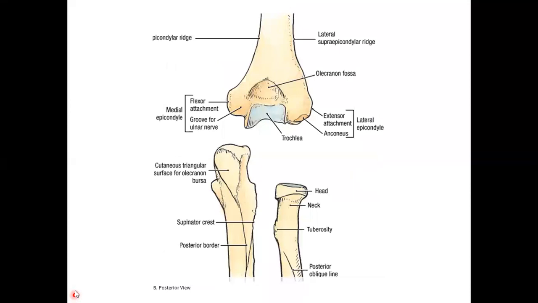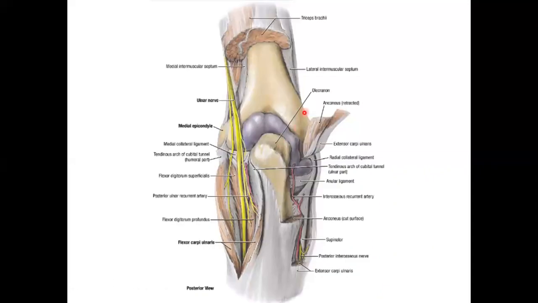Cutaneous triangular surface for the olecranon bursa. Yep, it is olecranon bursa. And again, so we have the olecranon bursa, fluid-filled sac, there to help us reduce friction as the bones articulate with one another.